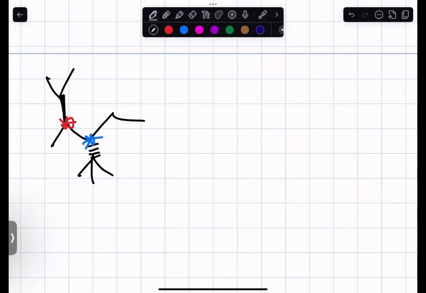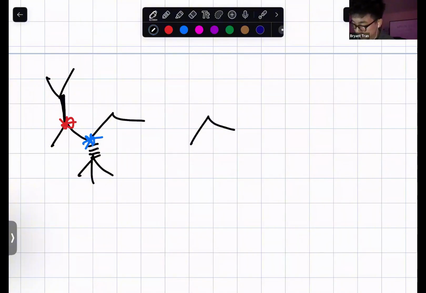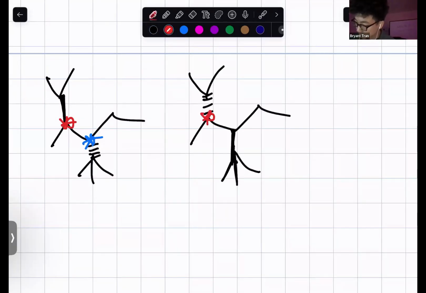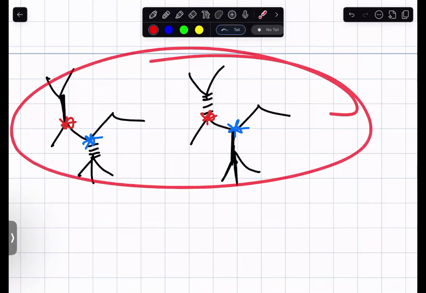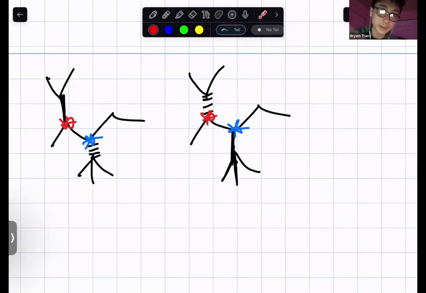Enantiomers is when every single chiral center flips. So an enantiomer of that structure would be this right here, where you notice how the red chiral center flipped and the blue chiral center flipped. Both have to flip, right? Like if there's 3 chiral centers, all 3 have to flip. If it's 4 chiral centers, all 4 have to flip for it to be considered enantiomers.